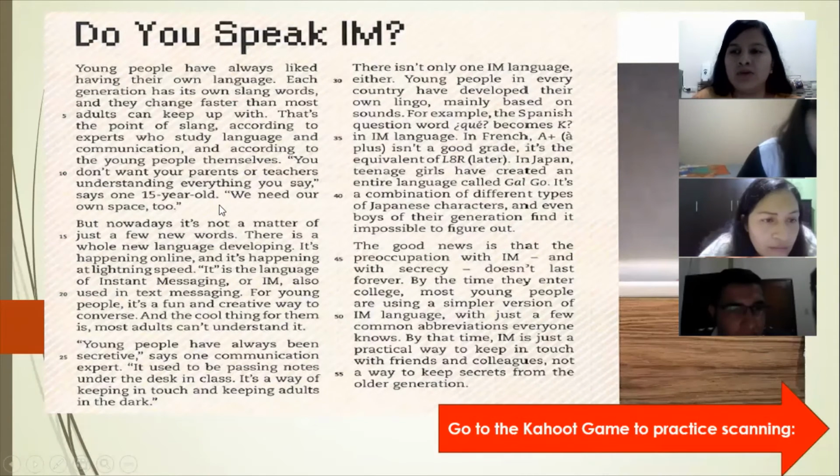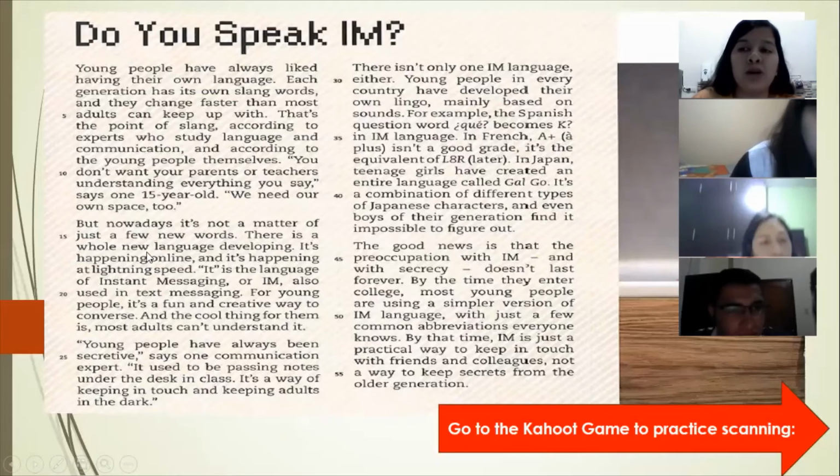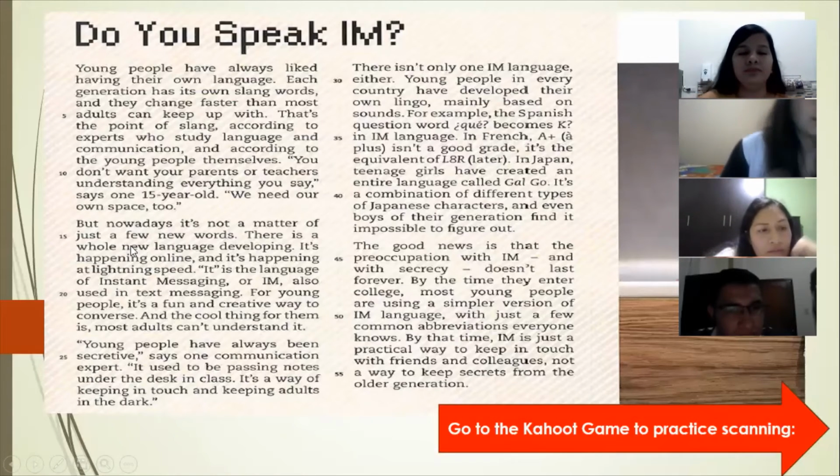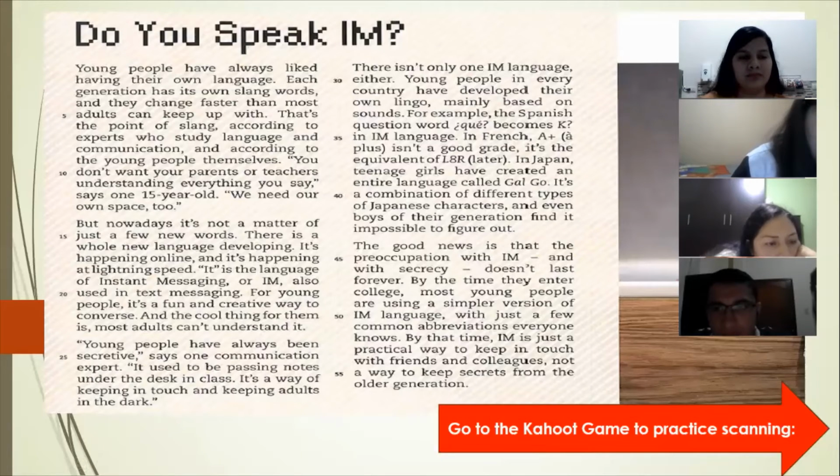Okay, but nowadays it's not a matter of just a few new words. There is a whole new language developing. It is happening online, and it's happening at lightning speed. It is the language of instant messaging, or IM, also used in text messaging by young people. It is a fun and creative way to converse, and the cool thing for them is most adults can't understand it.